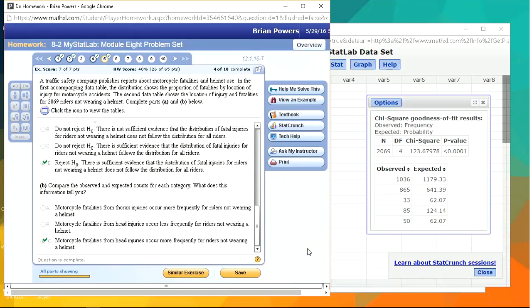Okay, we're going to move on to the next section, but first talk a little bit about the F distribution.